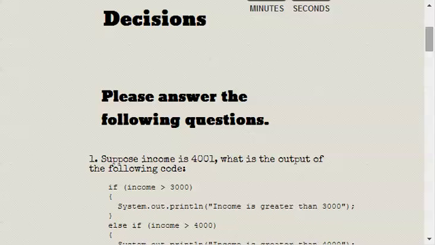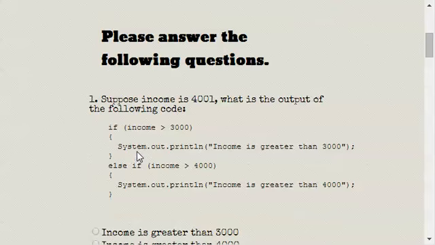Let's take a look at exam 4, which is decisions. So we start with some if-else statements. Number 1, suppose income is 4,001. What is the output of the following code?